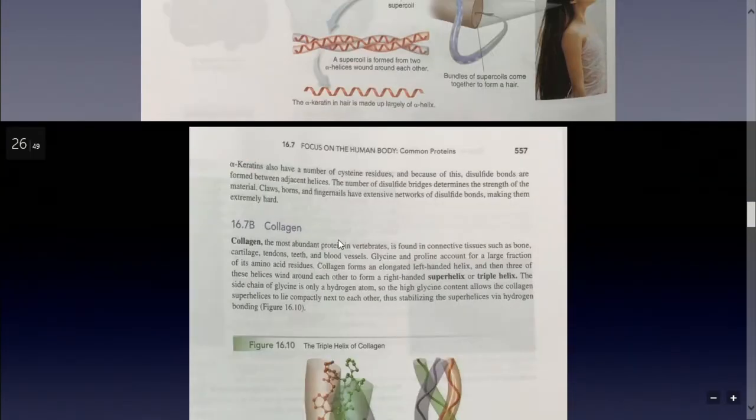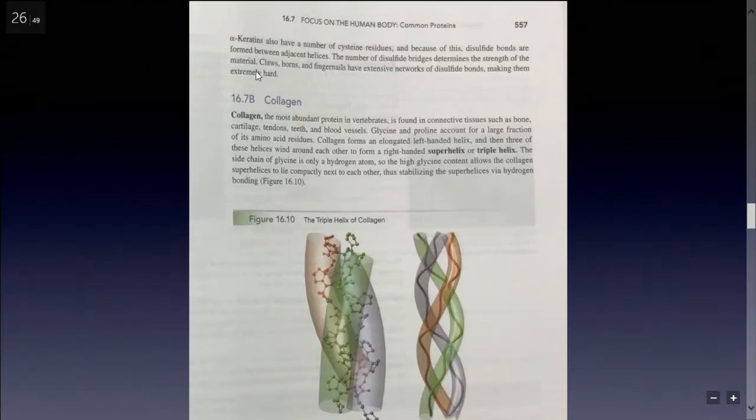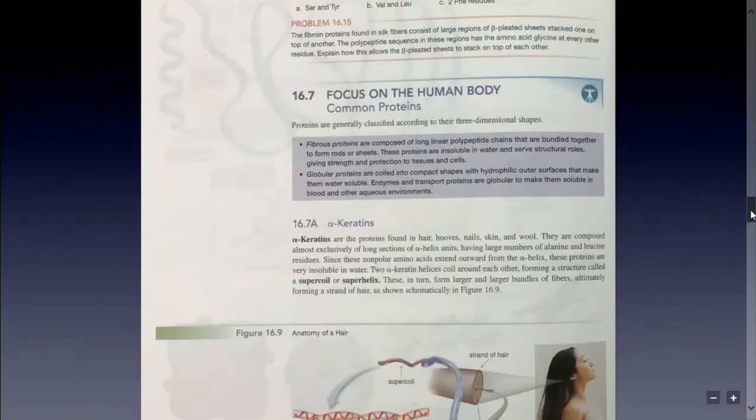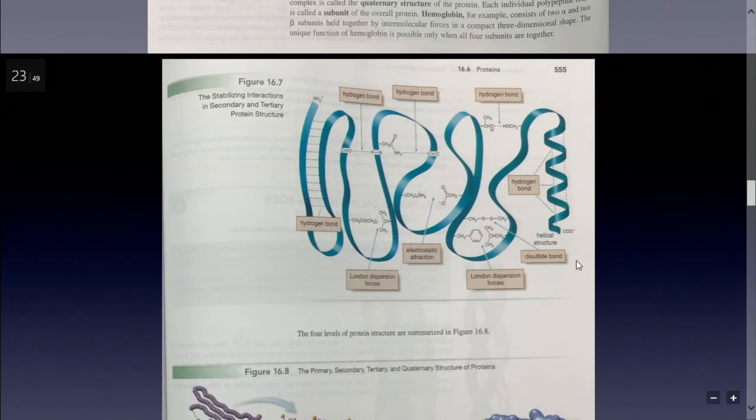Now, this is key too. Alpha keratins also have a large number of cysteine residues. Do you remember what we said about cysteine residues? The cysteine amino acids are very unique. If you come back up here, you'll see the cysteine. Let's find those. Where are they? Right here. You see the disulfide bond? Well, sulfur is not in a lot of amino acids, and so basically cysteine is what you're looking for.